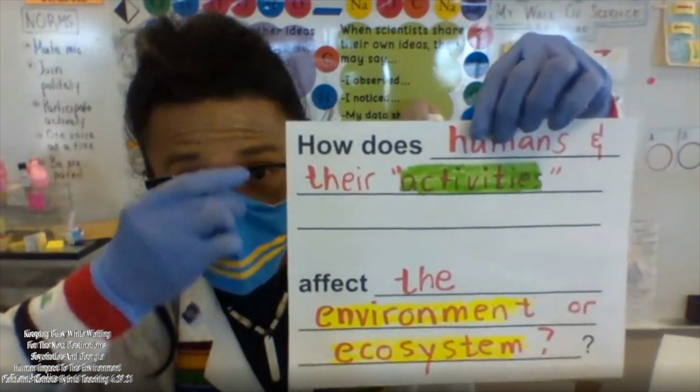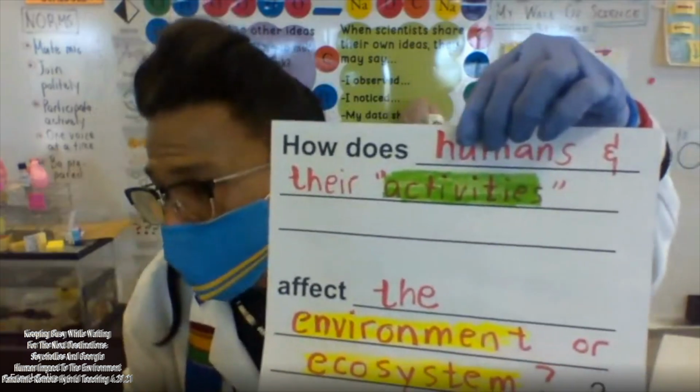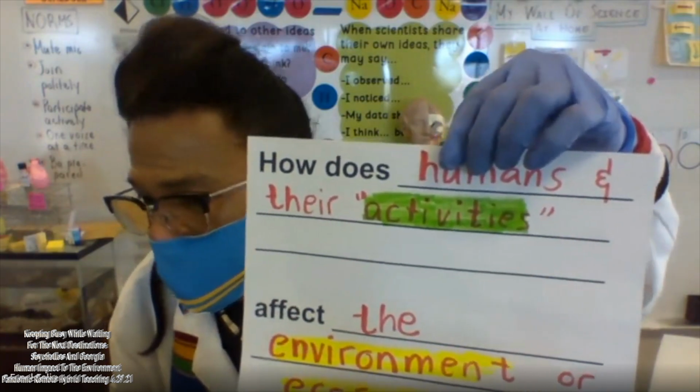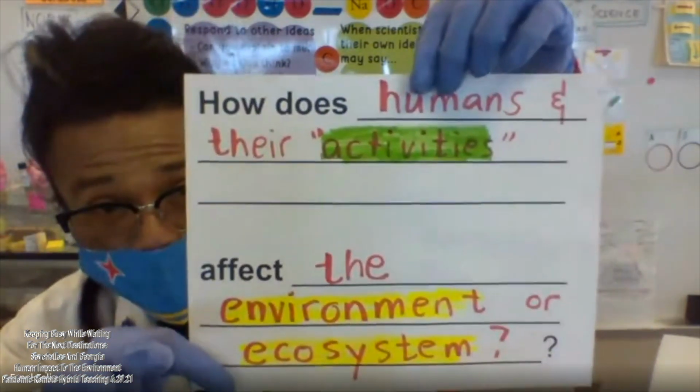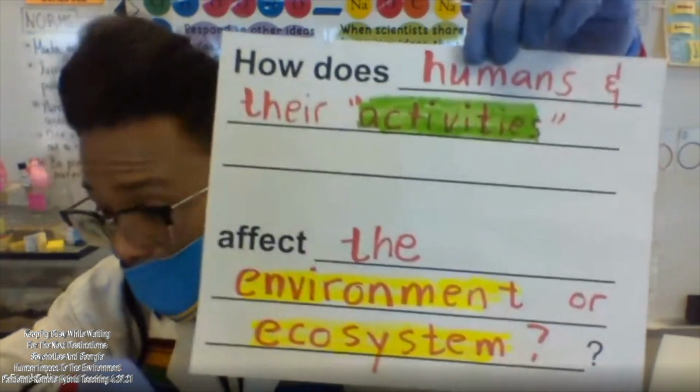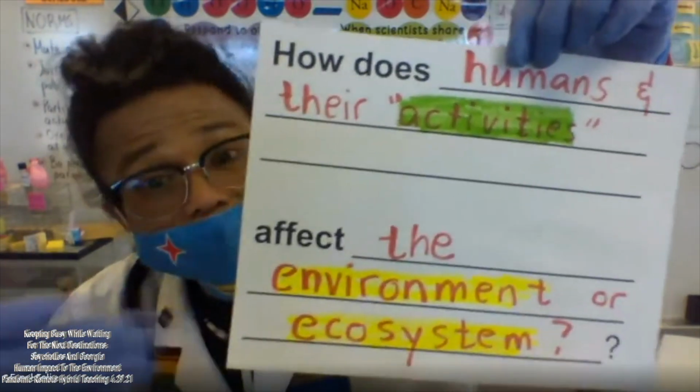Before the recording, we took a look at the question. I want you to keep this in your mind because this is the question that we would like to answer. Once again, how do humans and their activities affect the environment or the ecosystem? I know you still remember that before the recording, I asked you to share your thoughts on what activities humans normally do that could destroy the environment. So keep those in your mind, and if you have not thought about it, please think about it now.